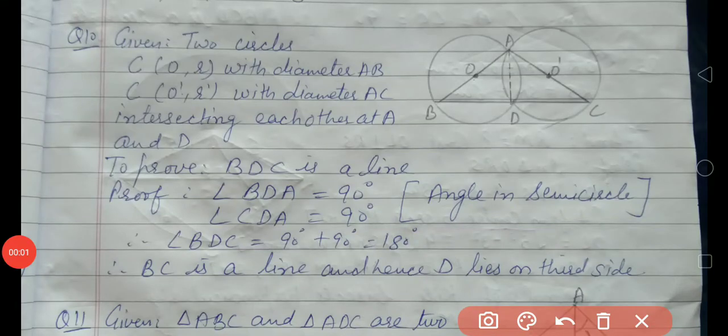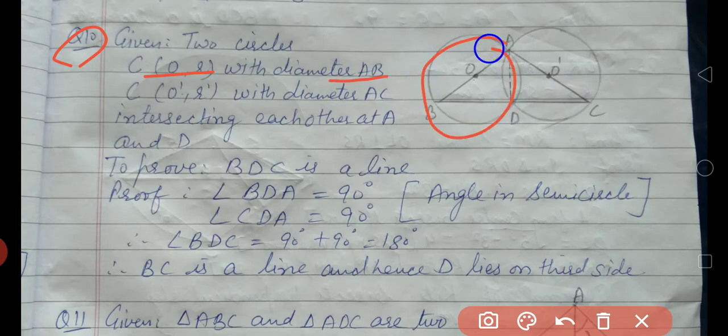Hello everyone, today we are going to start question number 10 of exercise 10.5. Here we are given two circles: the first circle with center O and radius R and diameter AB, and the second circle with center O dash, radius R dash, and diameter AC, intersecting each other at points A and D. There are two points of intersection between the two circles, the maximum number of intersections.